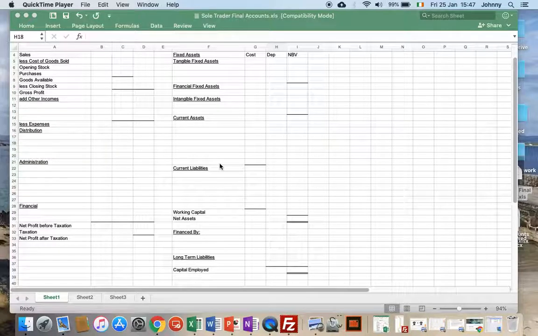So this is doing page 187 from the textbook, The Sole Trader Final Accounts. I'm not dealing with the adjustments. This is only making sure that we know where the things should go into a trading profit and loss and how to do the maths at the end. So we start off with purchases and sales.